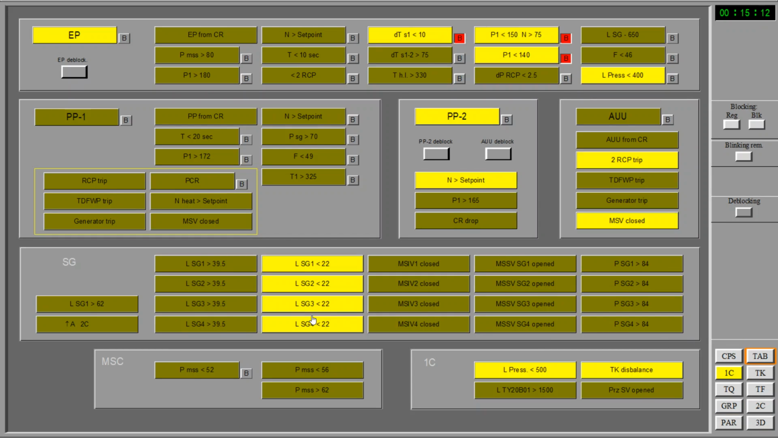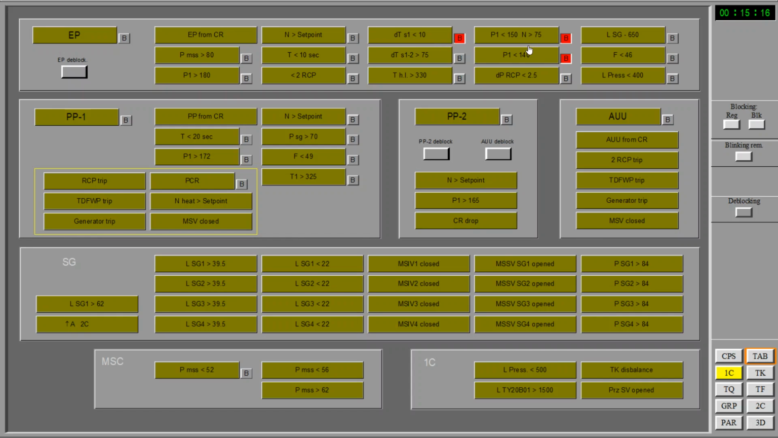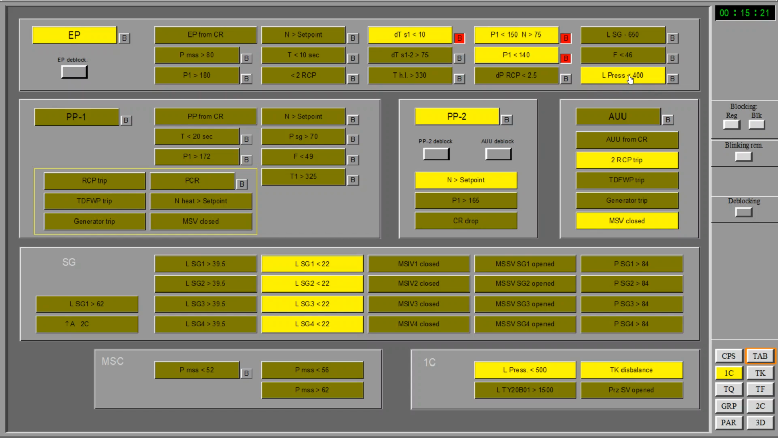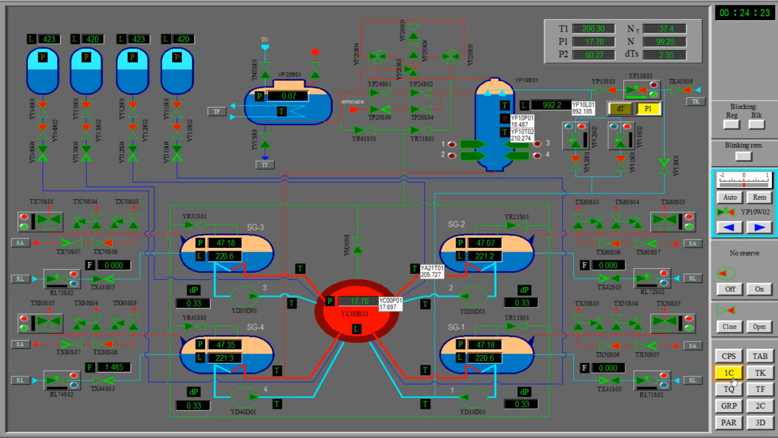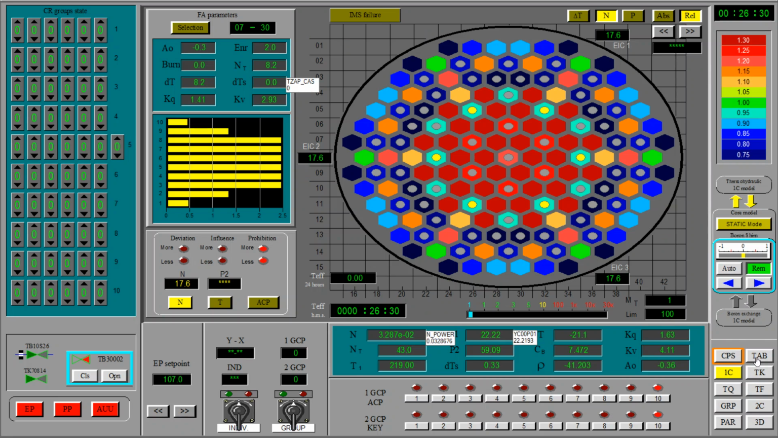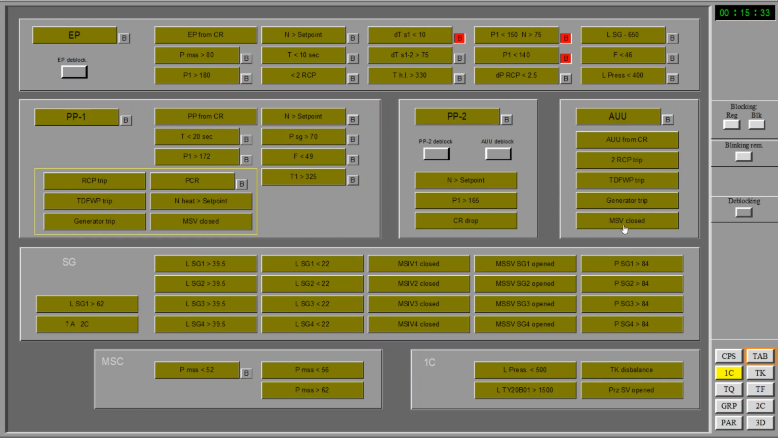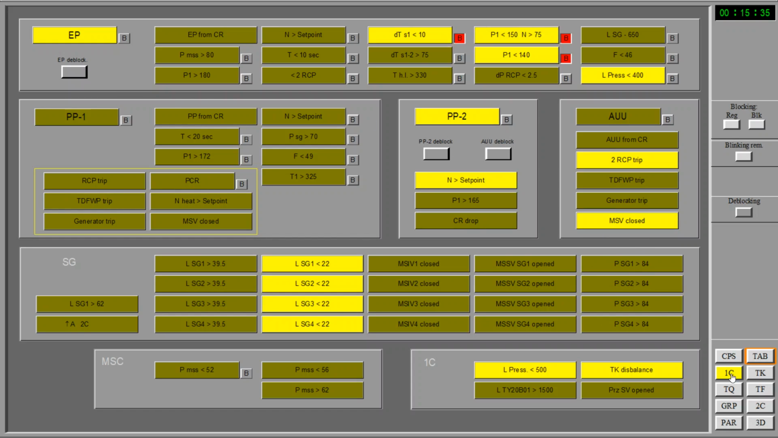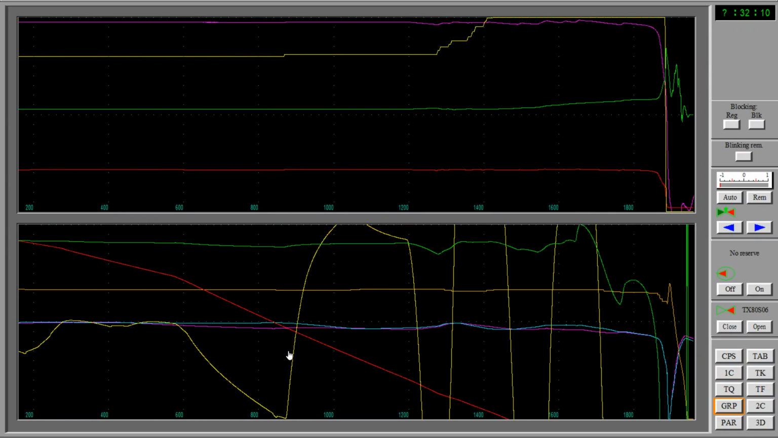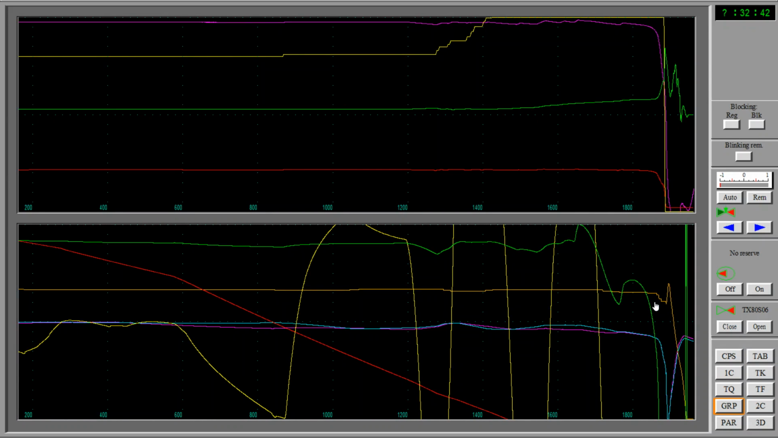I'm not sure this caused the scram. For sure none of these 3. Level, pressurizer, I think it could be this, the level of the pressurizer. Well, I'm neither sure about this. So, well, it doesn't matter too much what caused this scram, because we were running the reactor in a very unusual condition. So now I'm not sure what caused the scram.